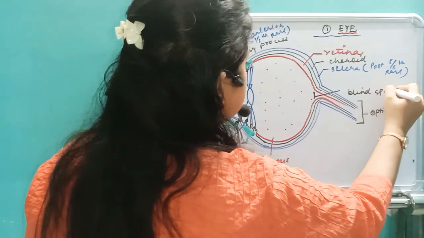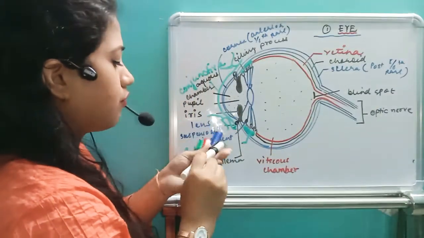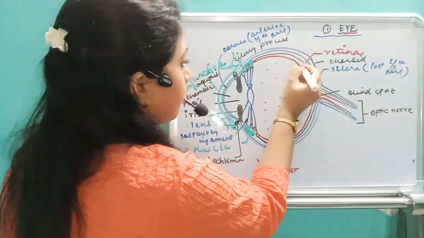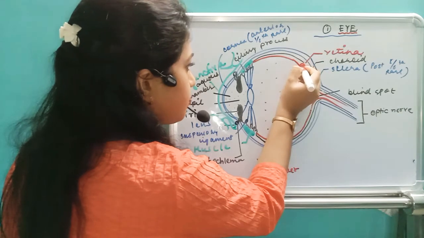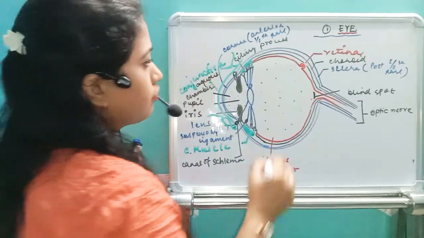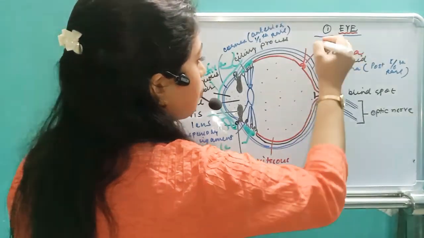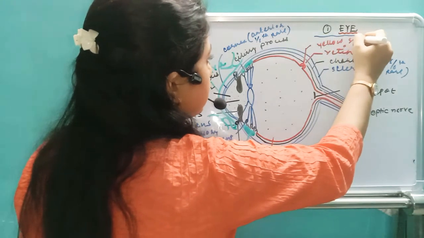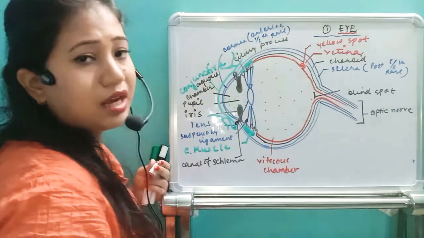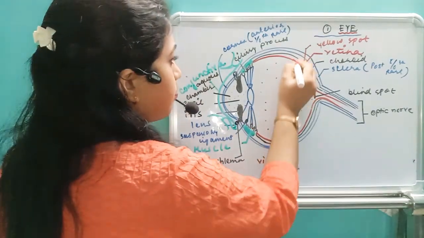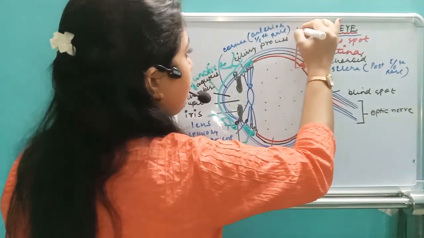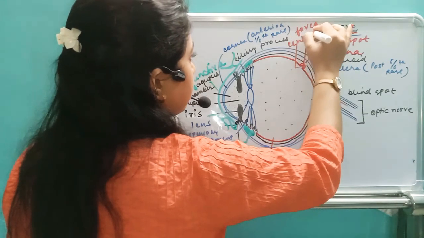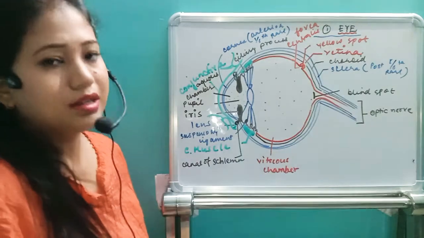Okay, and in this region of the retina there is one specific part we have. What is that called? This is called the yellow spot. In the yellow spot you can see in the middle there is a depression. What is that depression called? That is called the fovea centralis. Okay, so there is a depression.